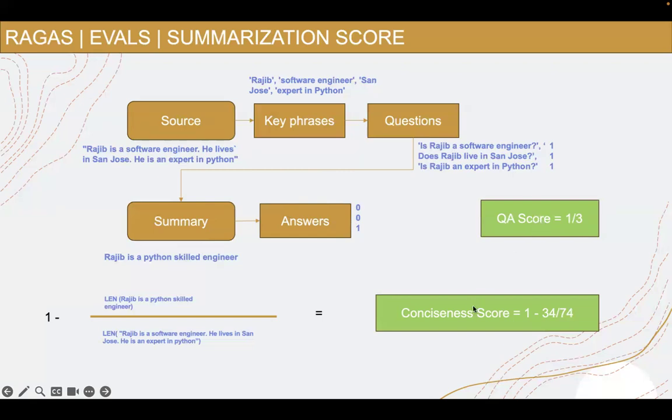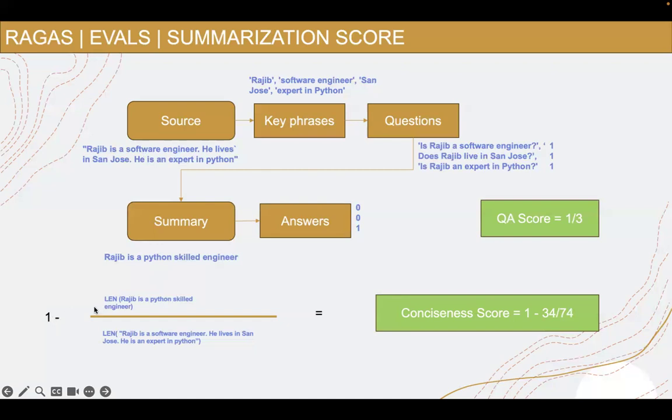The conciseness score is very simple. It is the length of the summary divided by the length of the source. In our case, the length of the summary, if you count it, is 34 and the source is 74. 34 divided by 74. And this score is subtracted from 1 to get the conciseness score.